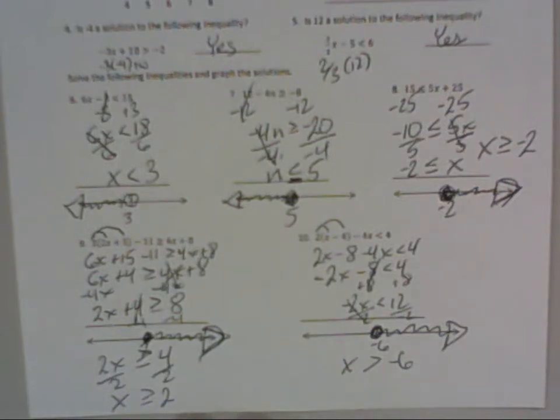Numbers 2 through 5 are all worth 2 points. 6 through 10 are worth 4 points apiece. So let's take a look at the questions on the back.